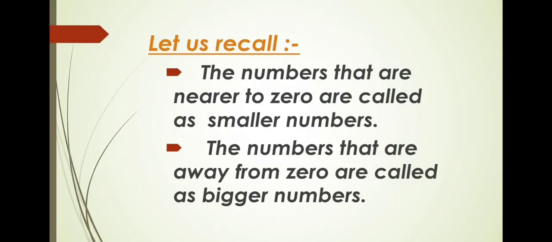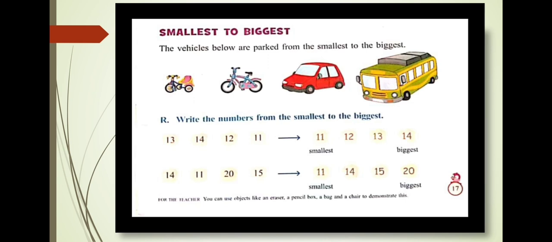In the previous video we have studied that the numbers that are nearer to 0 are called as smaller numbers, and the numbers that are away from 0 are called as bigger numbers. So today we are going to learn how to arrange the numbers from the smallest to the biggest.